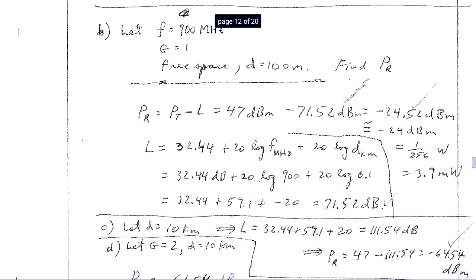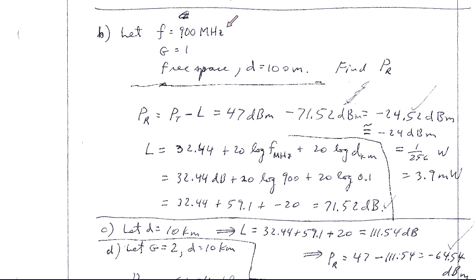In part B it says, let's let the frequency be 900 megahertz, use a gain of 1, and have a free space distance of 100 meters, and we want to calculate the received power. Let's see, I calculate the loss of the air channel first, using the equation that has the 32.44 dB in it, which means the frequency must be in megahertz and the distance must be in kilometers. Plug in the 900 megahertz and the 0.1 kilometer, which is 100 meters. Plug those two values in, and you get 71.5 dB of loss.